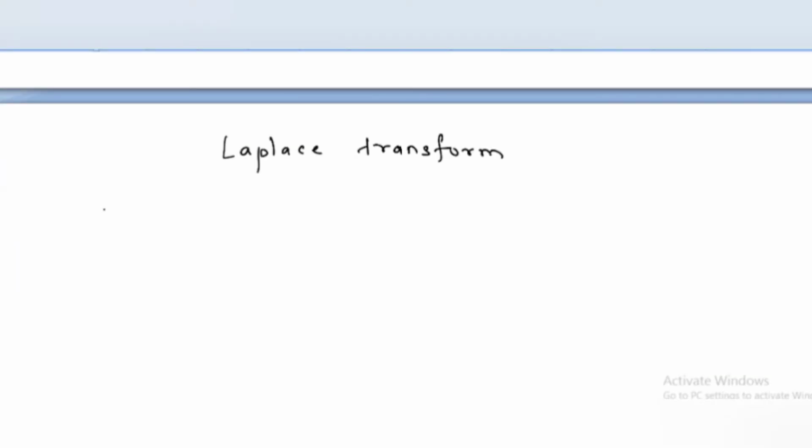We know the definition of Laplace transform. Laplace transform of f of t is equal to integration from 0 to infinity e raised to minus st f of t dt. So we solve the problems on this definition of Laplace transform.